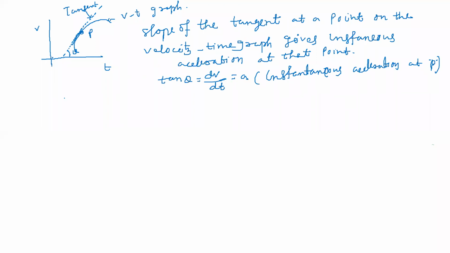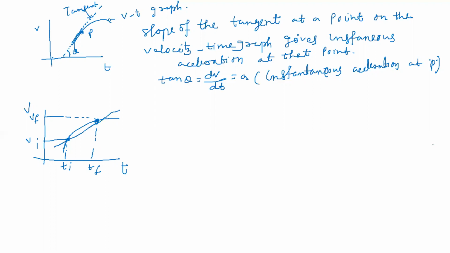Students, let's take the same case again. The curve is like this, and let here be the velocity. This is the velocity time curve. Let here the velocity be v initial, and here the velocity be v final. This is at time t initial, and here you take the time t final. Okay, what do we have to do, students? We have to draw the chord between these points.